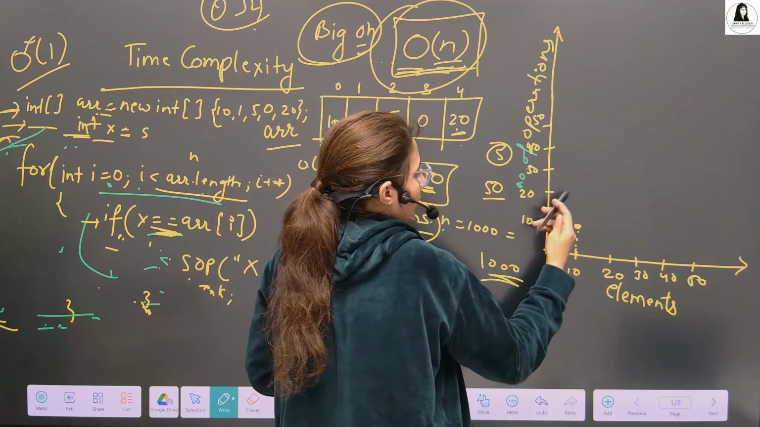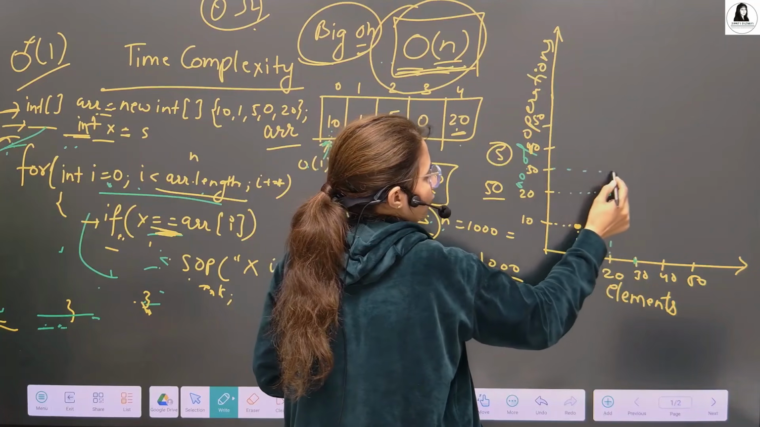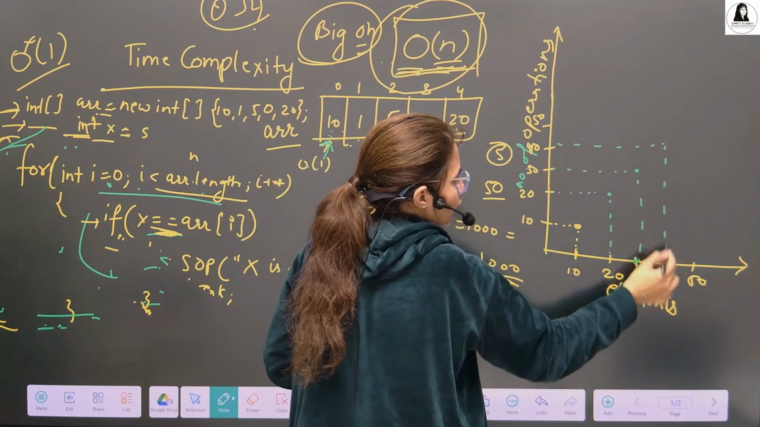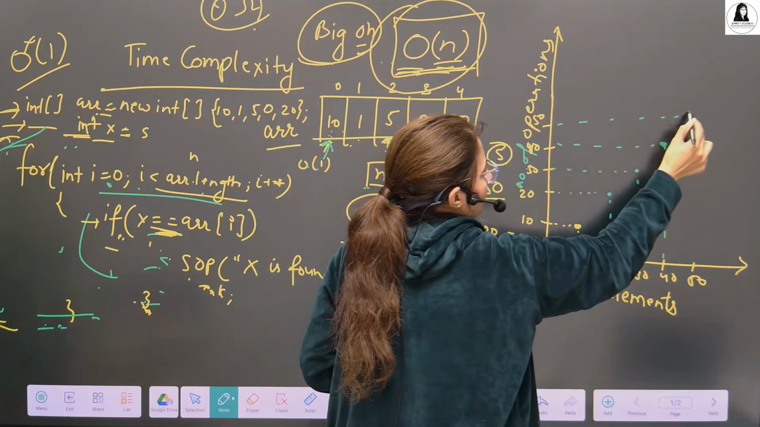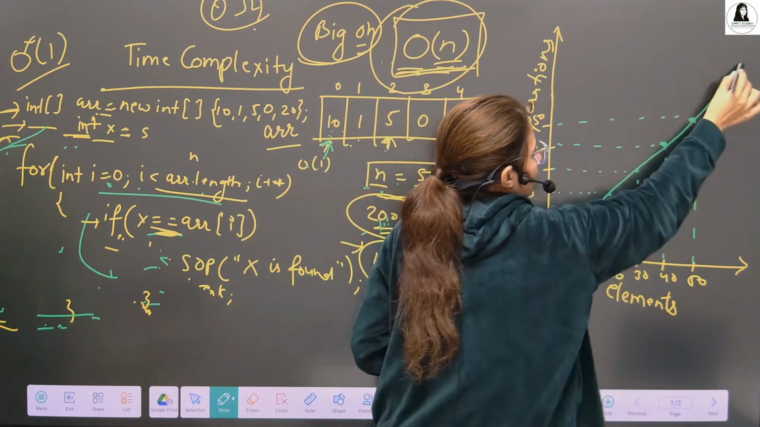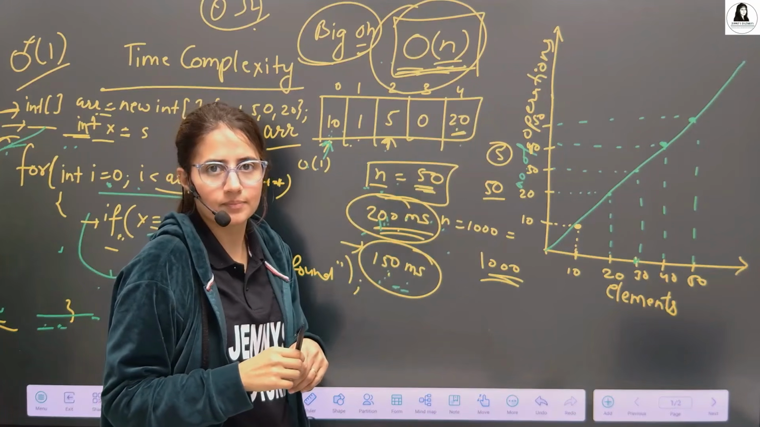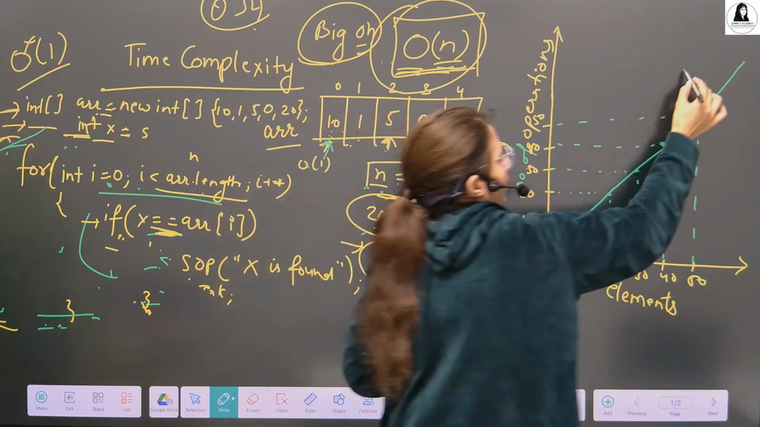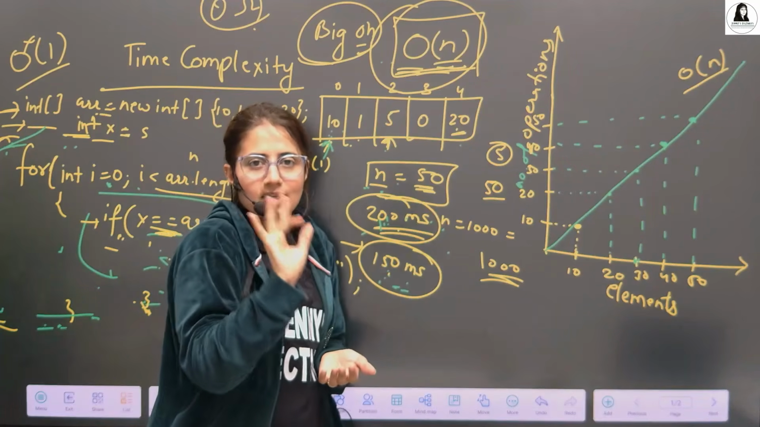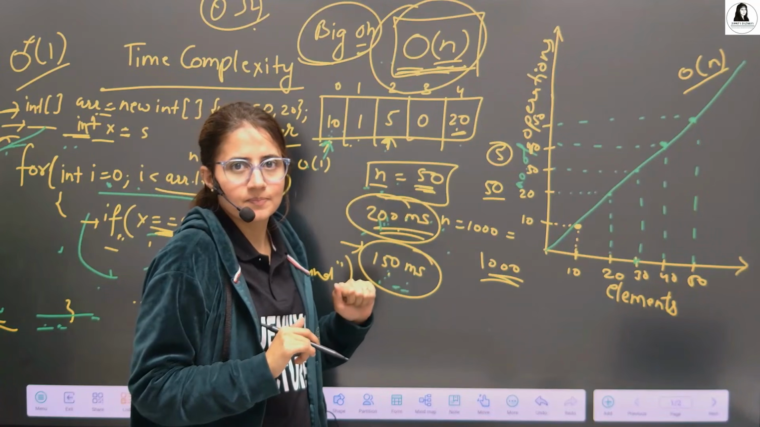If n is 20, this would also be 20. If n is 30, the number of operations is also 30. If n is 40, the number of operations is also 40. If it's 50, then this is also 50. So if you draw a line something like this, it's linear time, order of n. This is linear time complexity. This algorithm is taking linear time.